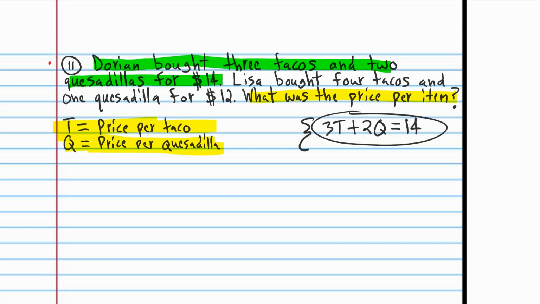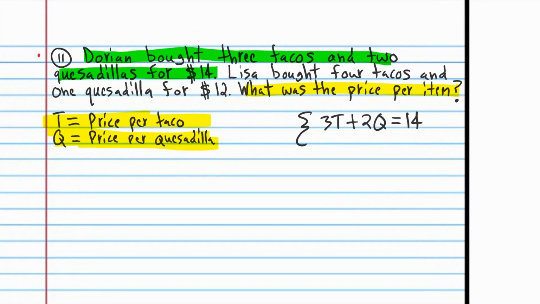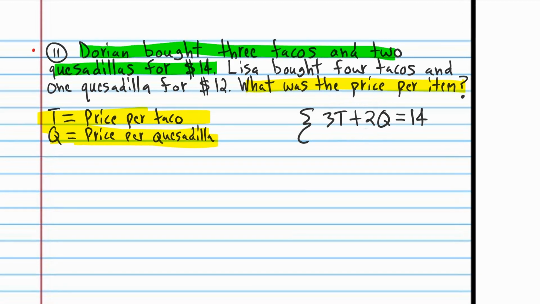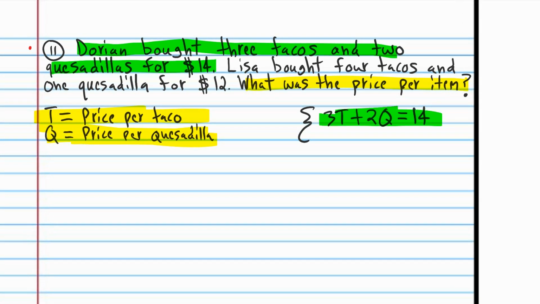So we did this type of equation before, but now T and Q are the price per item. So you take the number of tacos that were sold, 3, and you multiply it by how much each taco costs. Again, it's the reverse situation. You take the number of quesadillas, 2, and multiply by the price per quesadilla, and that total amount should give you the amount that they took in for that day, which is $14. And now we go to the other sentence. Lisa bought 4 tacos and 1 quesadilla for $12. So 4 tacos and 1 quesadilla for $12.